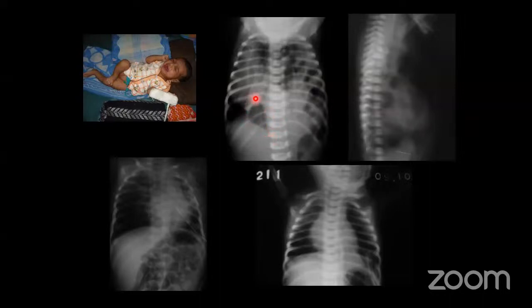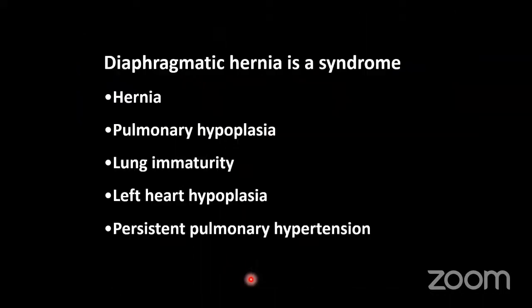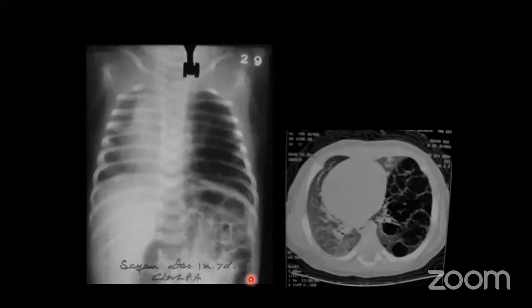So you know there are three types of congenital diaphragmatic hernia. One is the Morgagni, the Bochdalek, and the central tendinous defects. This is the anterior one. We call it the Morgagni hernia. This child has presented with grunting and respiratory distress.